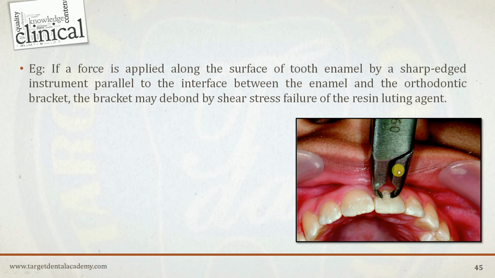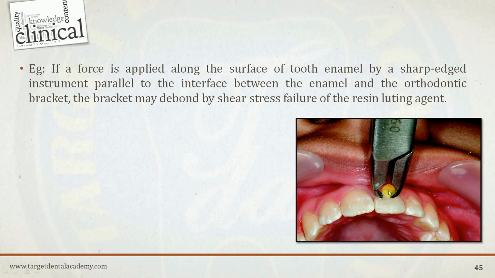Take the debonding plier. In orthodontics, we debond the bracket with the help of the debonding plier. If a force is applied along the surface of the tooth enamel by a sharp edge, the debonding plier having the sharp edge helps to debond the bracket from the tooth and take it out. The instrument is applied parallel to the interface between the enamel and the orthodontic bracket. So the bracket may debond by shear stress, failing the resin luting agent.